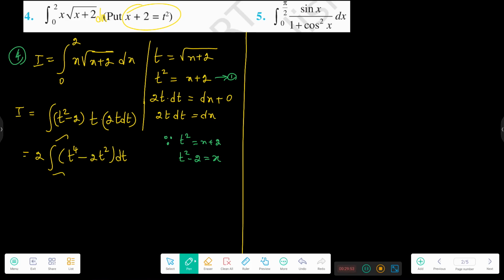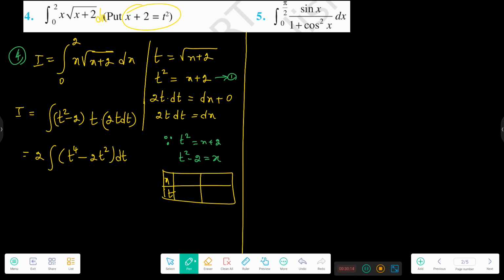And what about the limits? Limits we didn't convert yet. If you want to convert, you can convert. Or else at last, after replacing t in the form of x, you can also apply the limits. That is also one more idea. But always converting in the t form is better.